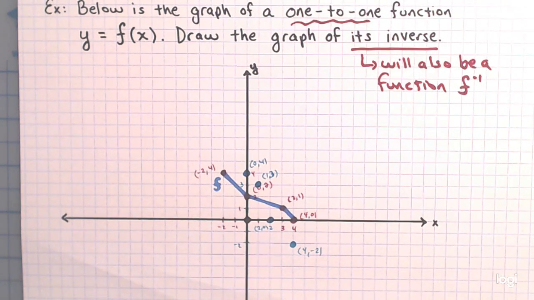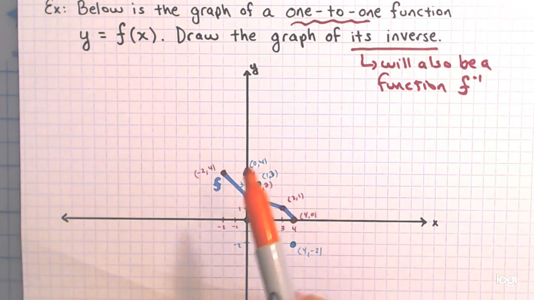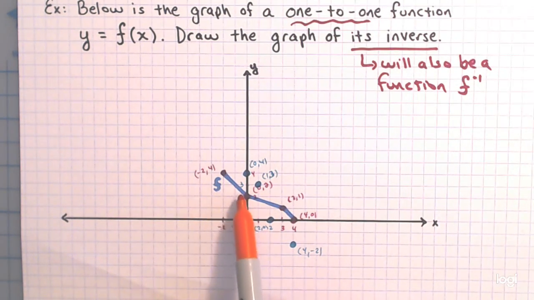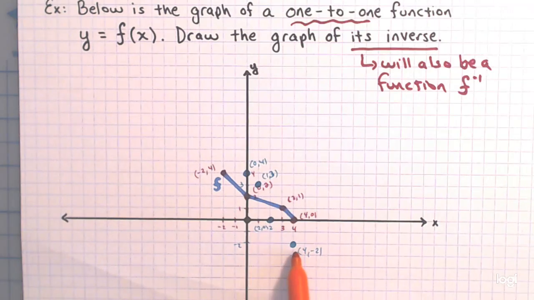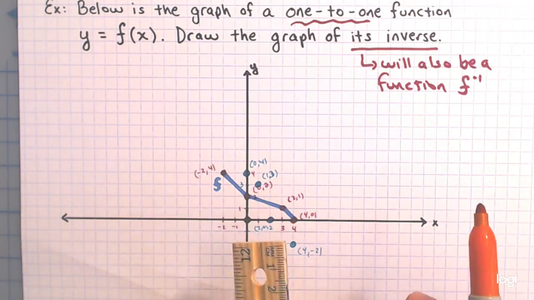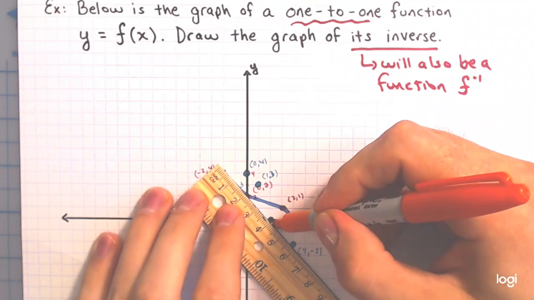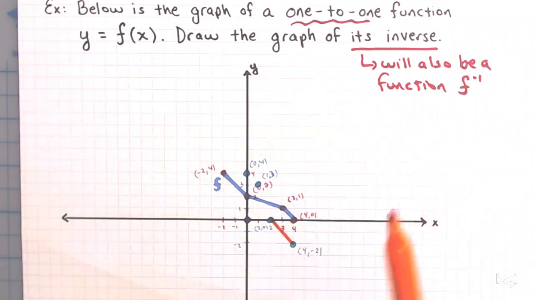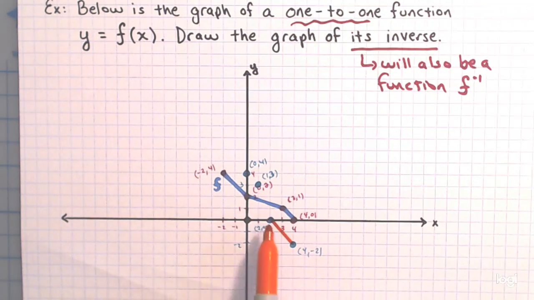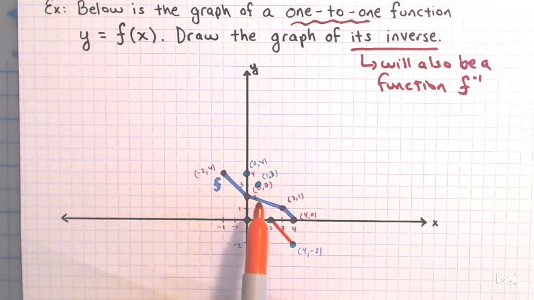And then all the points in between should follow the same pattern. So all these points between (-2, 4) and (0, 2) should be reflected across the line y equals x and be between (4, -2) and (2, 0). All right, I'll just do this in a different color, this orange color here. So all these points I just drew are all these points reflected across the line y equals x.